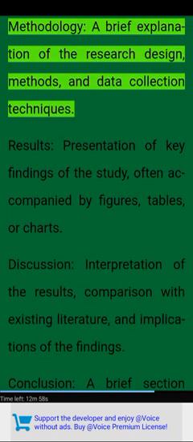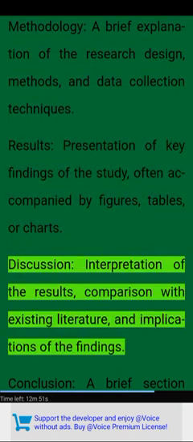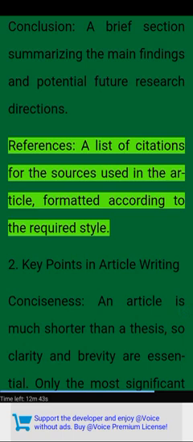A brief explanation of the research design, methods, and data collection techniques. Results: presentation of key findings of the study, often accompanied by figures, tables, or charts. Discussion: interpretation of the results, comparison with existing literature, and implications of the findings. Conclusion: a brief section summarizing the main findings and potential future research directions. References: a list of citations for the sources used in the article, formatted according to the required style.